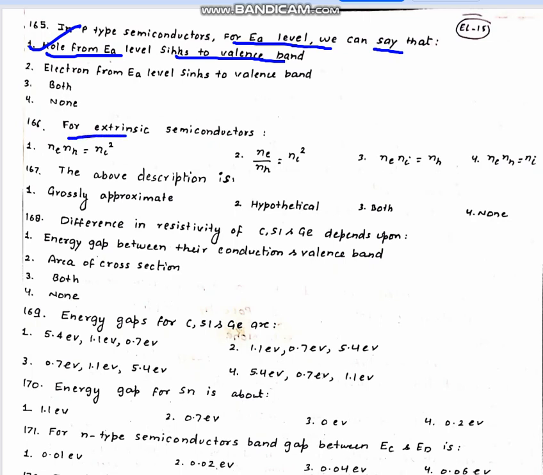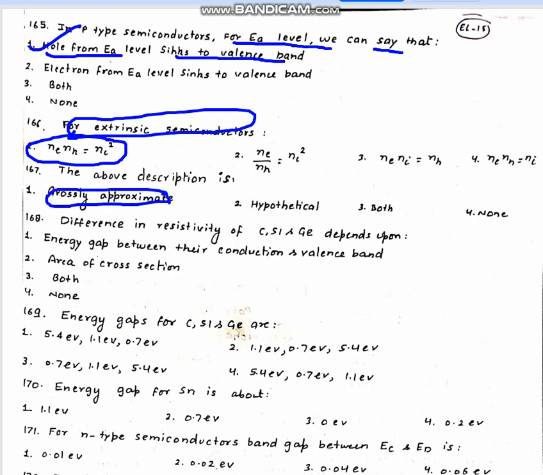Next is for extrinsic semiconductors. So this equation is approximately valid as per the experimental data is concerned. So first is correct over here. Next is the above description is approximate. Next is difference in resistivity. It depends on energy gap between the valence band's area of cross section. So it depends on the energy gap because resistivity is independent of area. It's dependent on the material only.